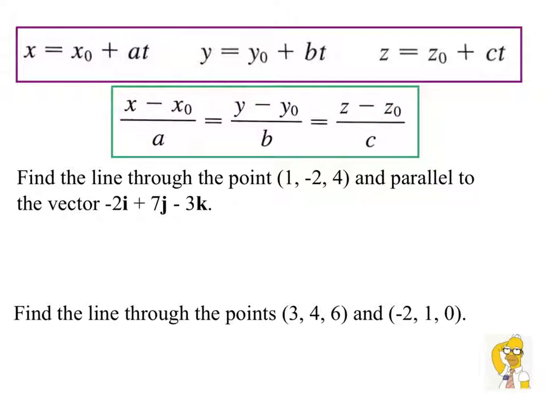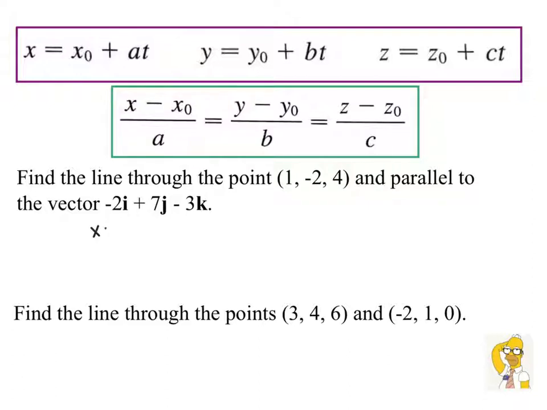All right? So finding the line through the point and parallel to that vector. So we know how x is changing. We know how y is changing. We know how z is changing. We want it to go through this point. Here's the easiest way to handle this.